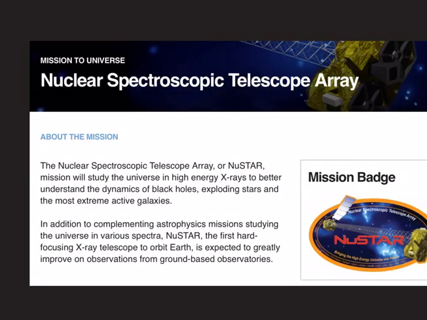And the next important mission we have is the Nuclear Spectroscopic Telescope Array. Why this is important? It will study the universe in high energy X-rays. Why this is necessary? This is necessary to better understand the dynamics of black holes, exploding stars and the most extreme active galaxies. And please note here that NuSTAR is the 11th mission of NASA's Small Explorer satellite program.